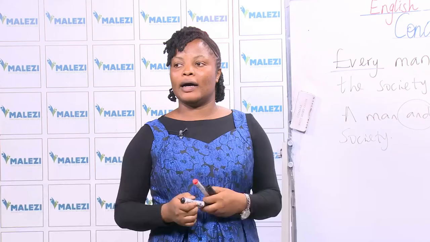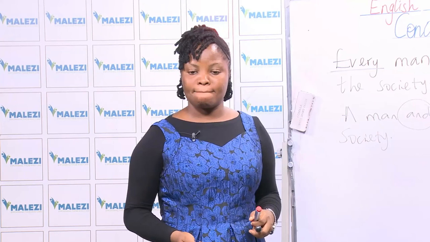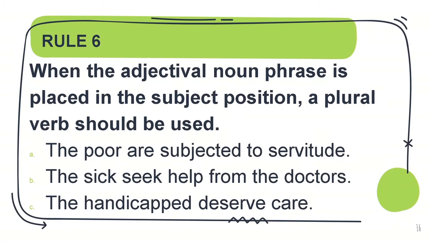Then somebody else asked for rule 6. Let's go back to rule 6. When the adjective noun phrase is placed in the subject position, a plural verb should be used. Now, here you have to understand adjectives, rich, poor, and so on. We have talked about noun phrases on this platform before. If you understand noun phrases, you know they are words that have nouns as their head word. So when an adjective noun phrase is used in the subject position, it is usually followed by a plural verb.